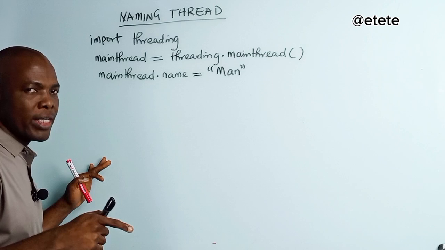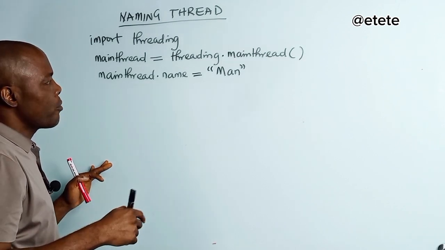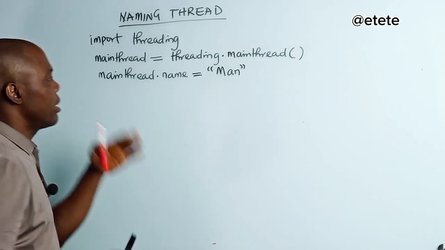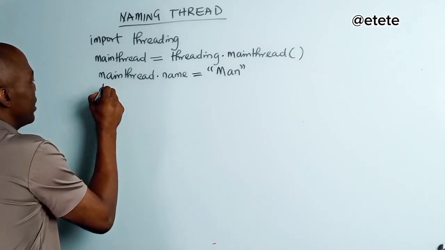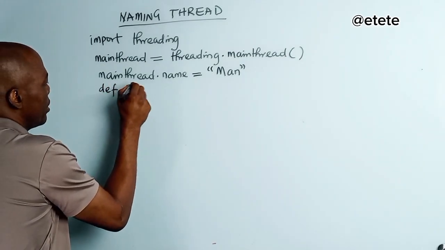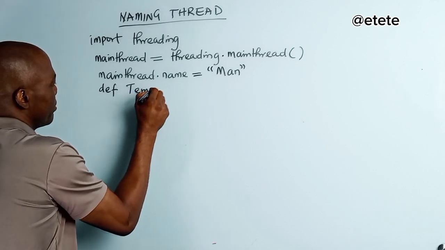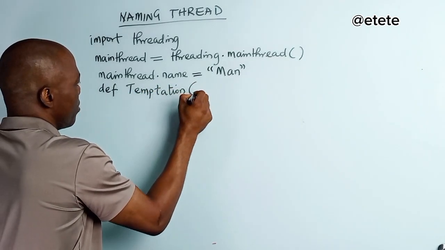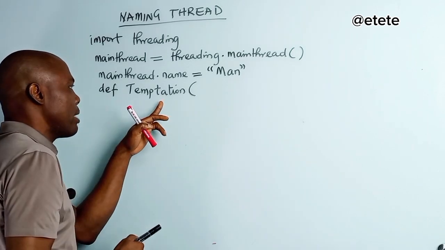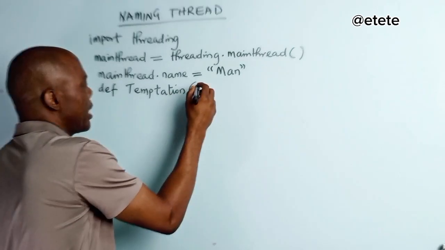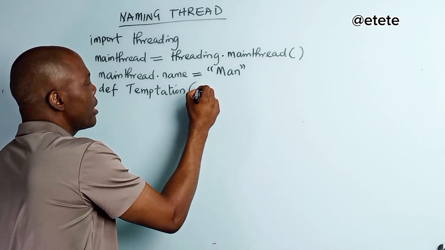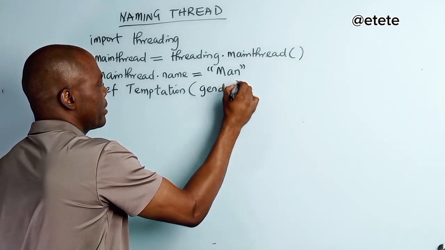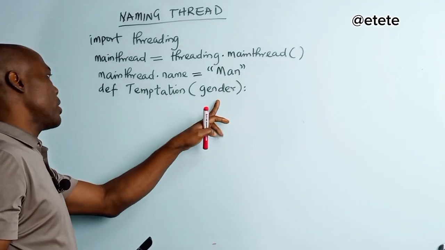Now I'm going to create, this time around, another function. I'm not going to use the var_mat. So the function I will create here is what? Def, and I will call it temptation. I'll call it temptation. And then this temptation is going to expect an argument. I'll call it gender, right? So I will call it gender.